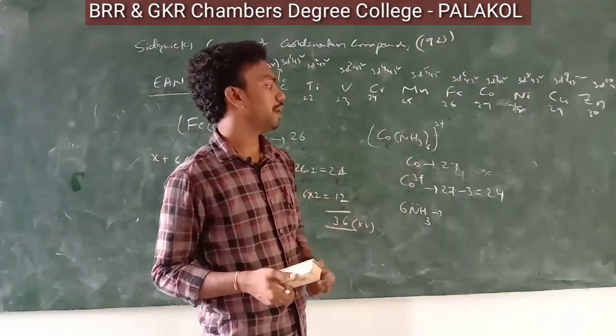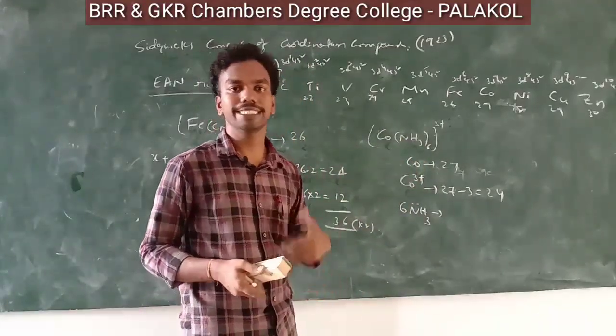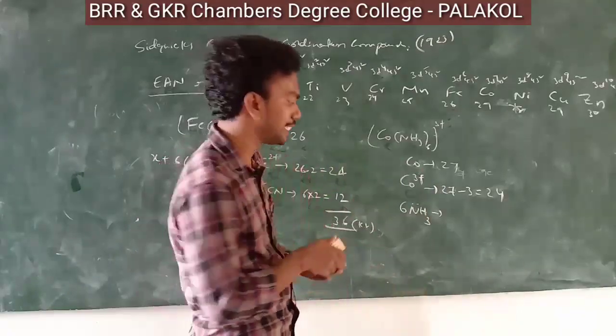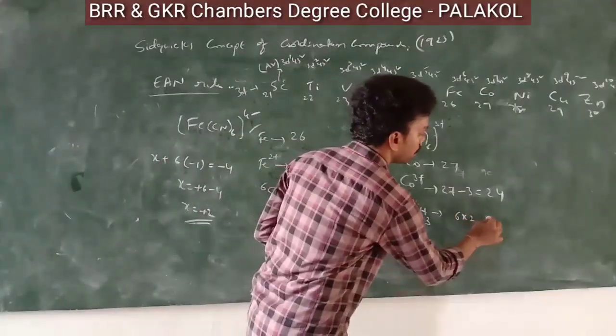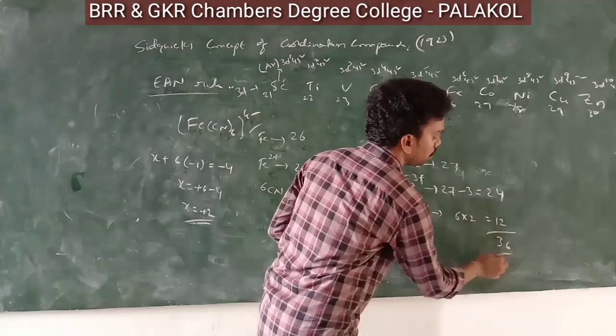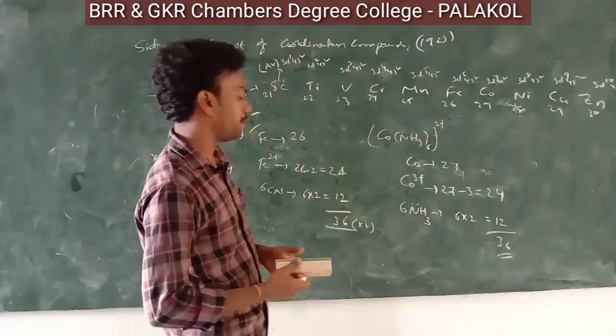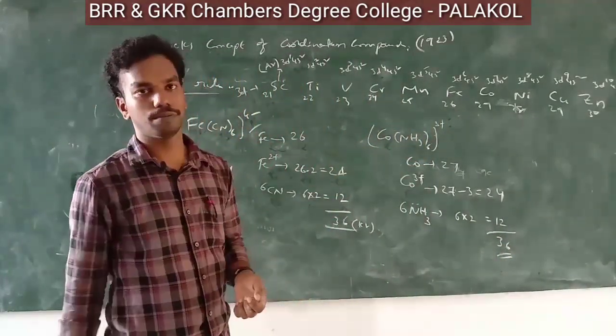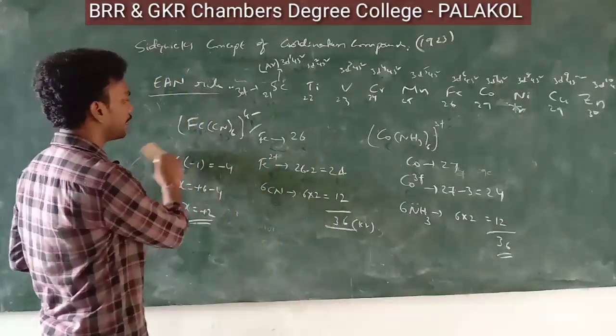Now 6 ammonia molecules donate 6 lone pairs of electrons to the metal atom. That means 6 into 2 equals 12, and 24 plus 12 comes out to be 36. That is equal to the krypton configuration. So this complex is also stable. Okay, and let's take another example.